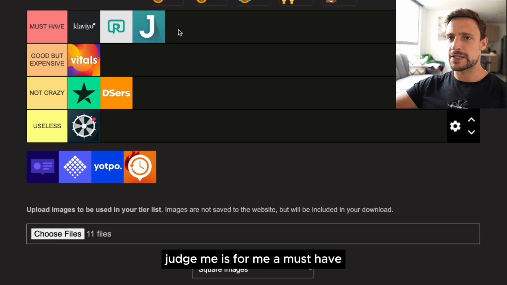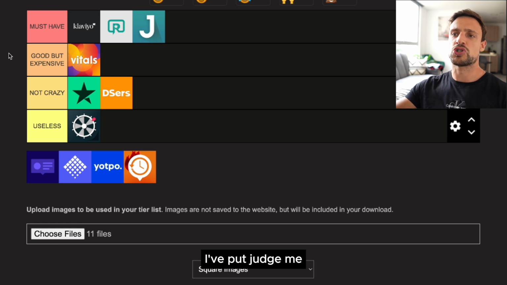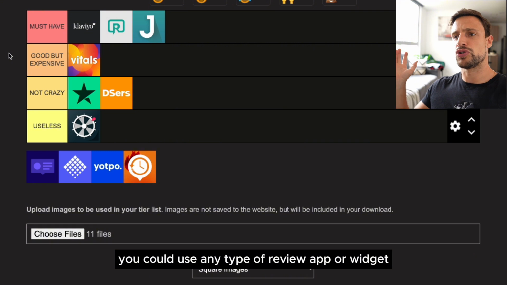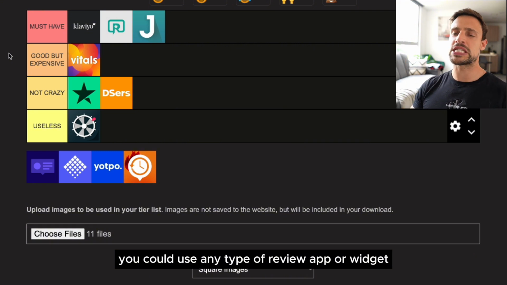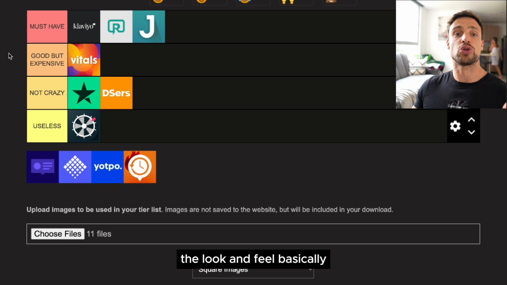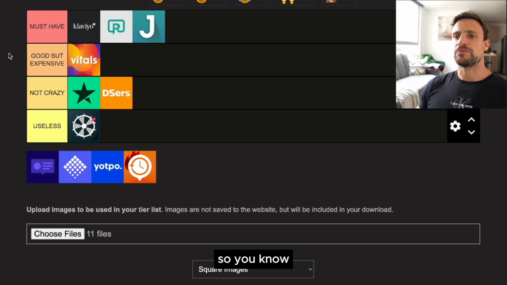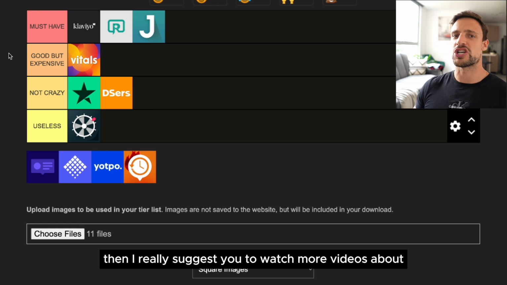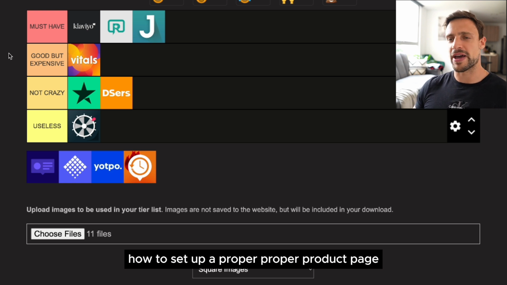Judge.me is, for me, a must-have. I've put Judge.me randomly because you could have used Loox, you could use any type of review app or widget. They all do pretty much the same job. It's just about the look and feel, basically. So if you don't have a review app right now on your store, then I really suggest you watch more videos about how to set up a proper product page.